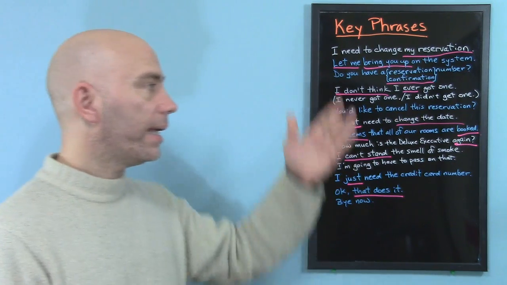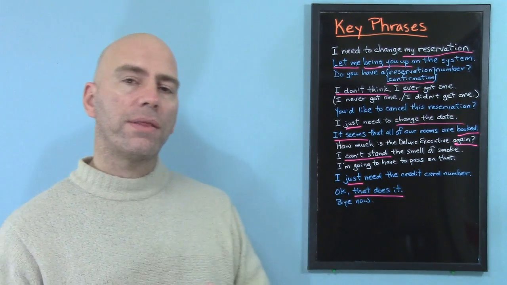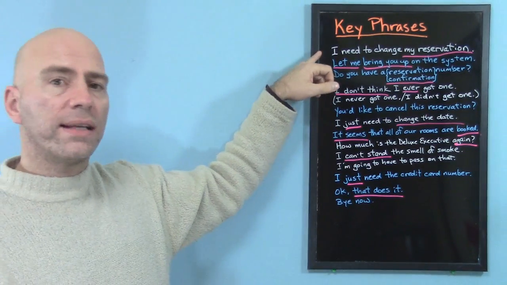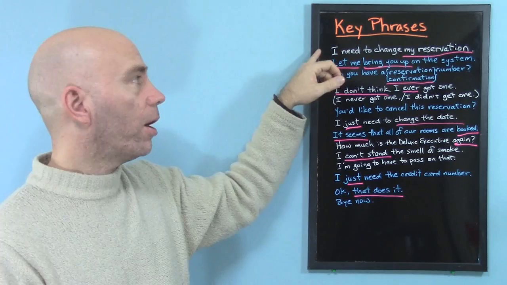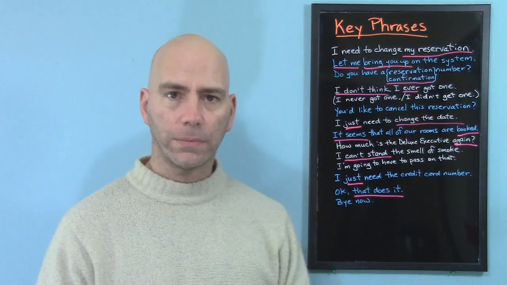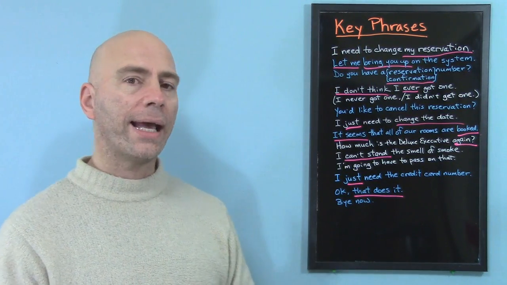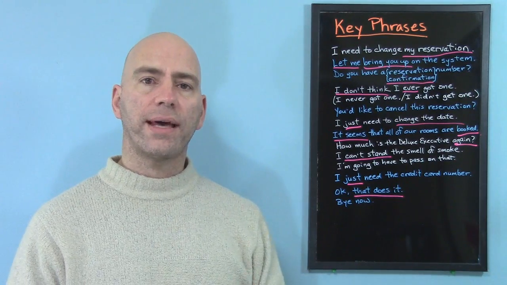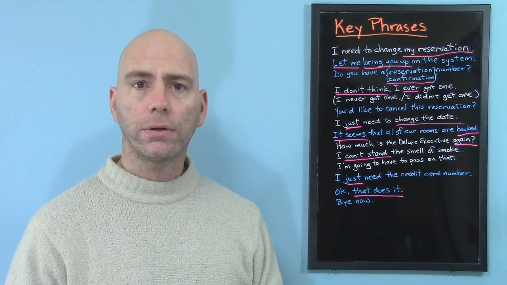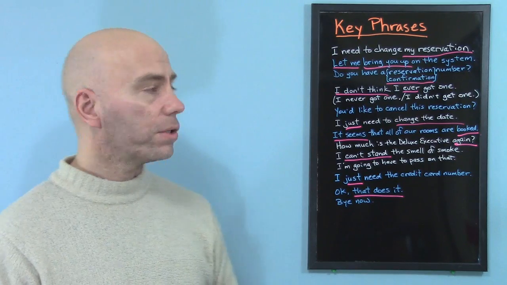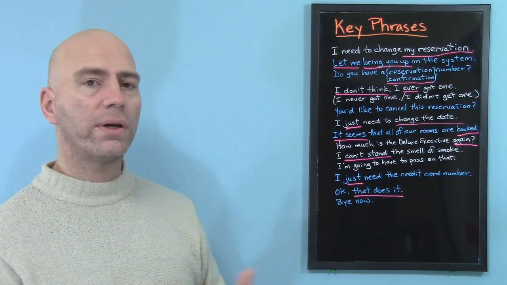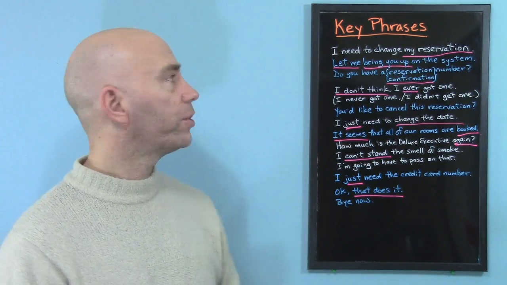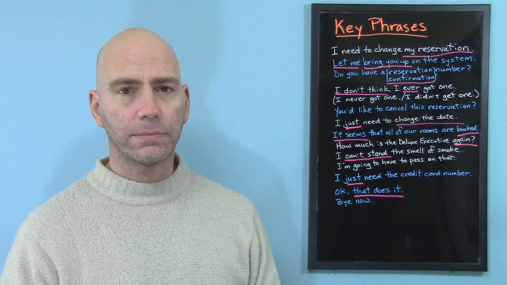So in this video, the same as in the first video, the sentences in white are things that the customer would say. And the lines in blue are things that the hotel clerk would say. So let's look at the first one. The first one is pretty easy. I need to change my reservation.